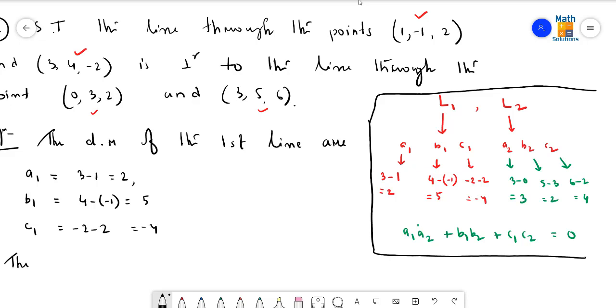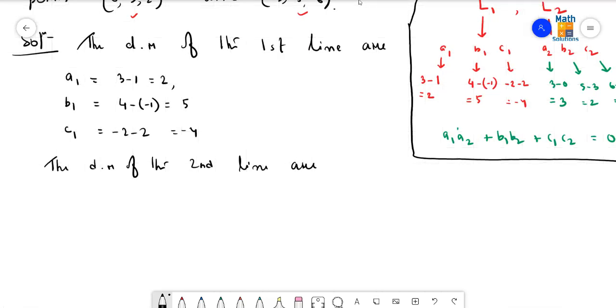Then coming to the next part, the direction ratios of the second line are, what can we write? A2 is equal to 3 minus 0, it is 3. Then B2 we can get here 5 minus 3, the result will be 2. Then next one C2 will be equal to 6 minus 2, this is 4.